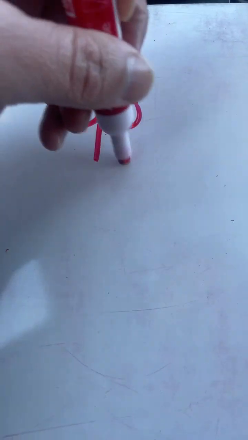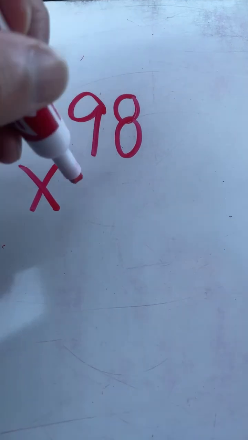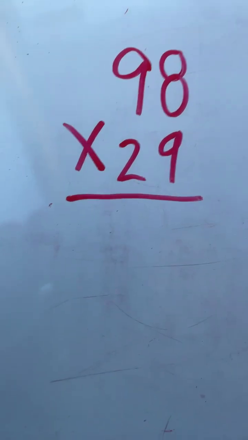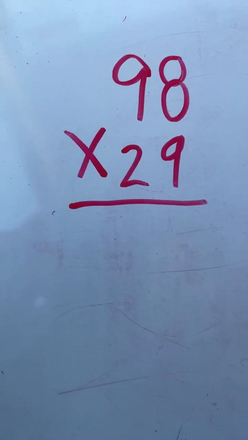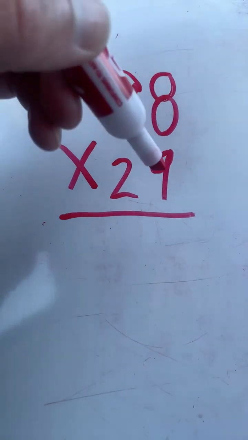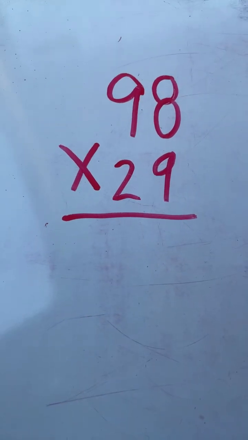All right, next problem. 98 times 29. So again, we're starting out in the ones place. 8 times 9. We're going to multiply 8 times 9 to start.